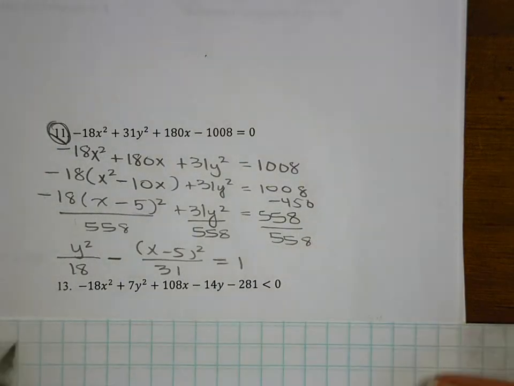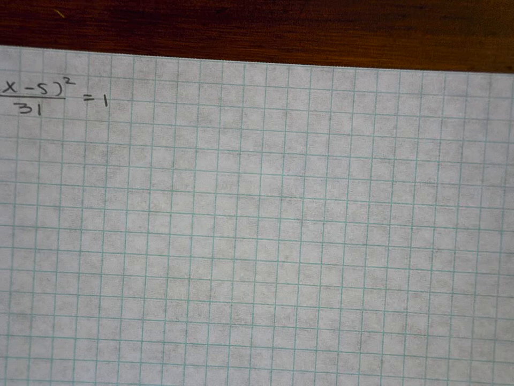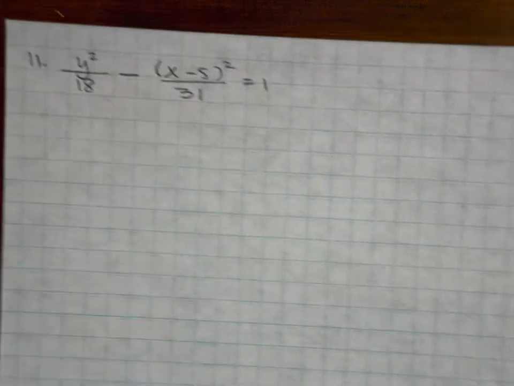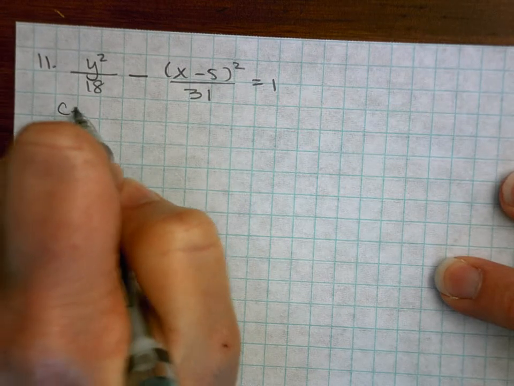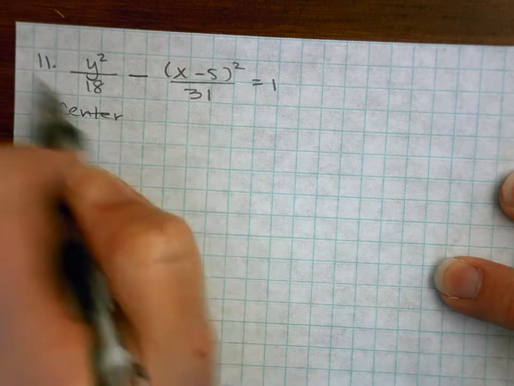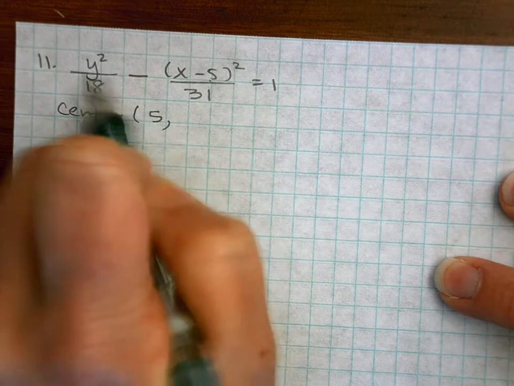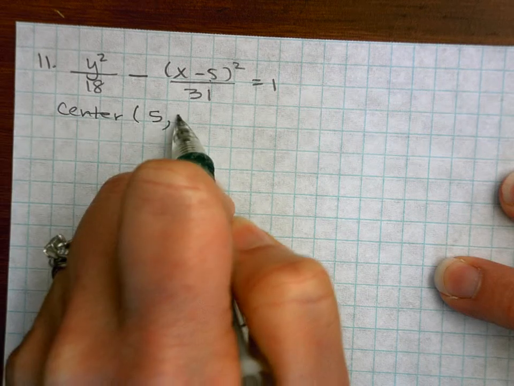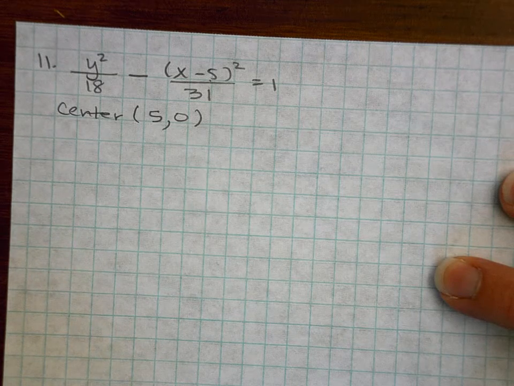So I'm going to go ahead and copy that over to this page, my graph paper. So I have y squared over 18, and then minus x minus 5 squared over 31, and then equal to 1. Okay, so that's what I want to graph. So then for this here, I want to find my center. So my center is going to be alphabetical order, right? X before y, and then opposite on both. So I look at my x term, so that'll be positive 5. And then my y term, I'm not adding or subtracting anything to the y value, so then that would be 0.